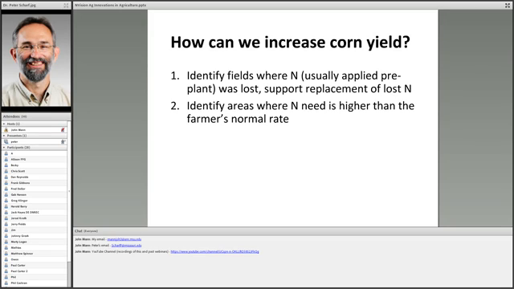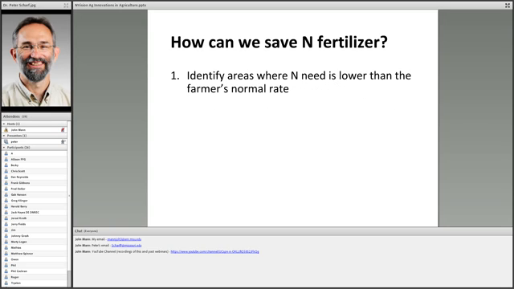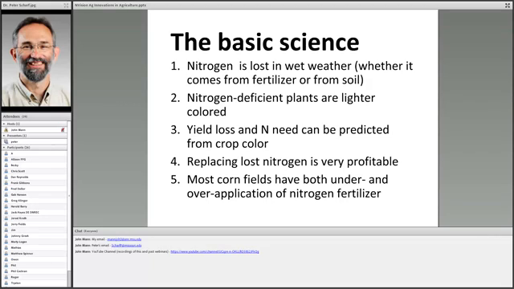And so if they get in the middle, they're going to have both under and over application in the same field. And that is an opportunity to go higher where the places that need more are located, but also save fertilizer in the places where the soil is supplying more, and we can get by with less.